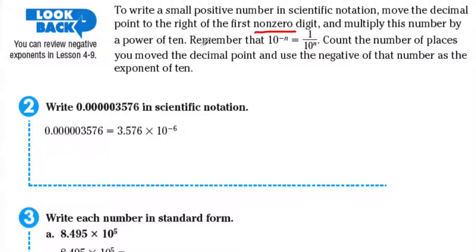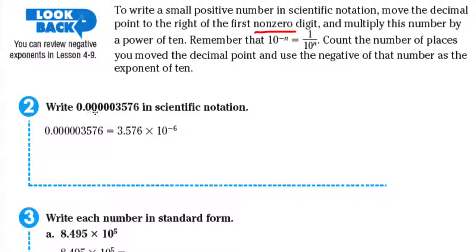Before that, remember that 10 to the negative n is equal to 1 over 10 to the n. That is the rules of negative exponents. So count the number of places you move the decimal point and use the negative of that total as the exponent of 10. This becomes more clear as we go through the example. You can refer back to 4-9 if you want to review negative exponents.